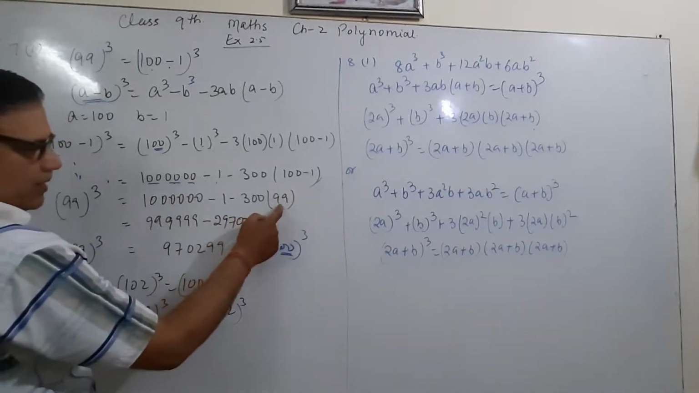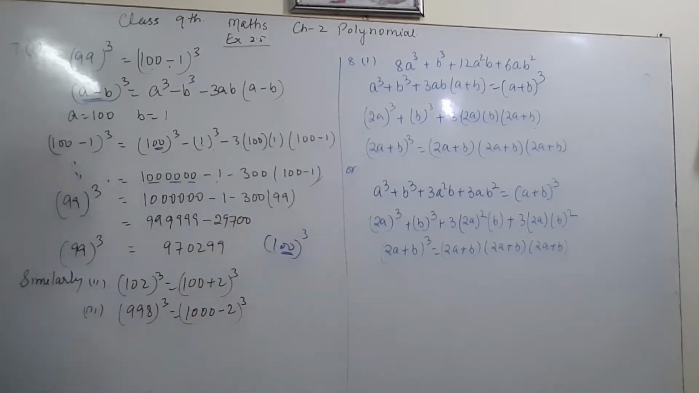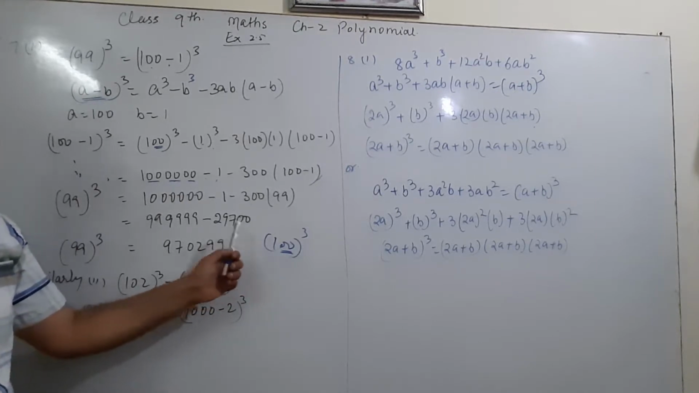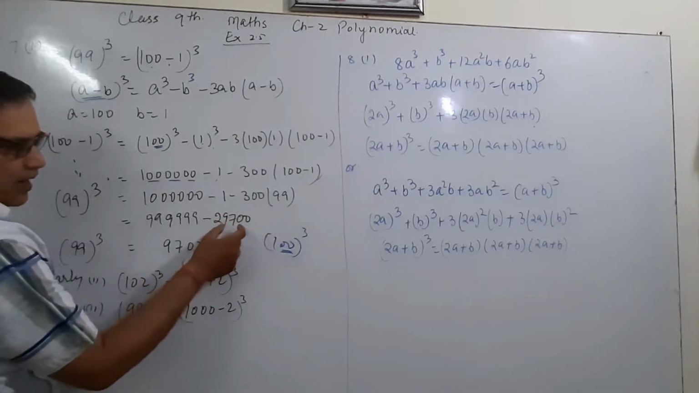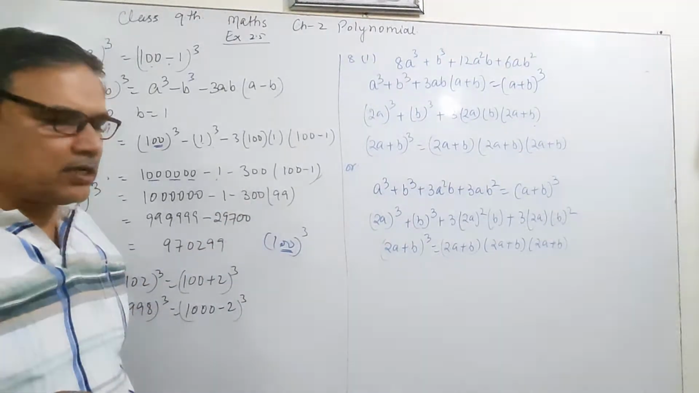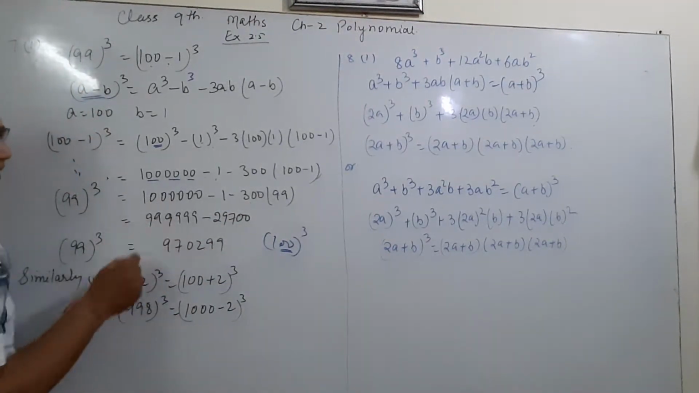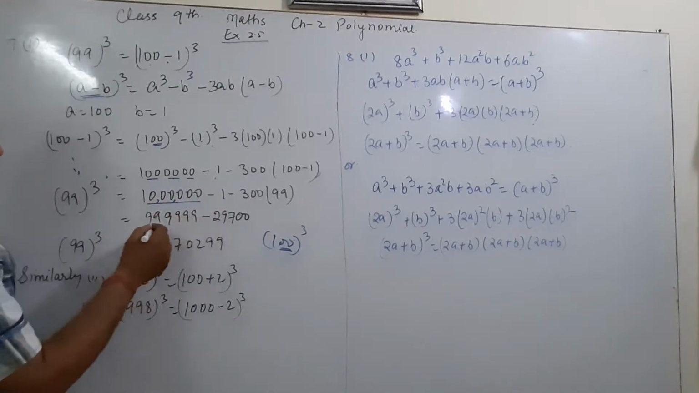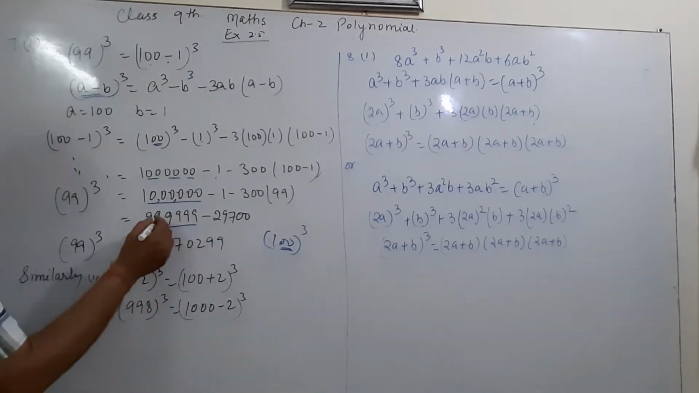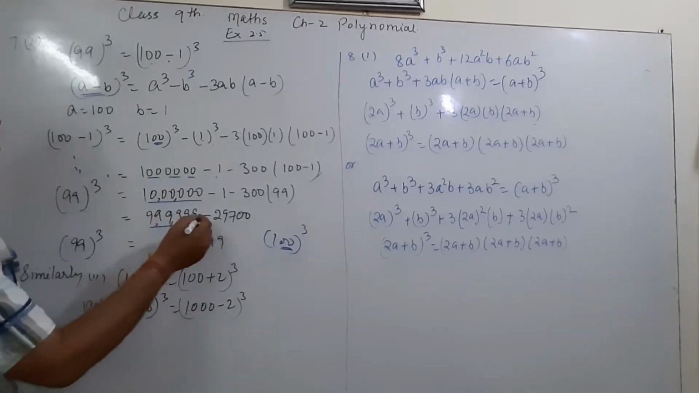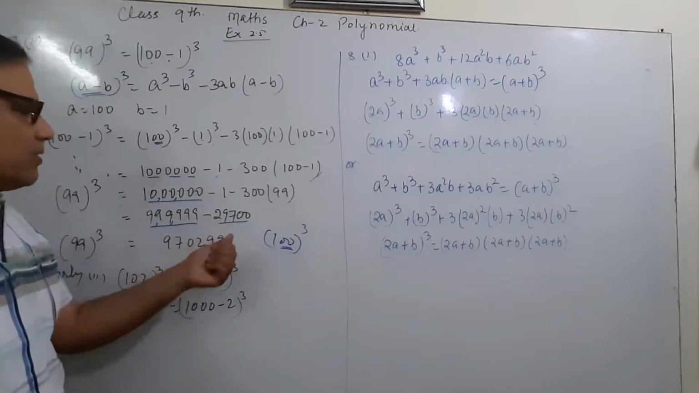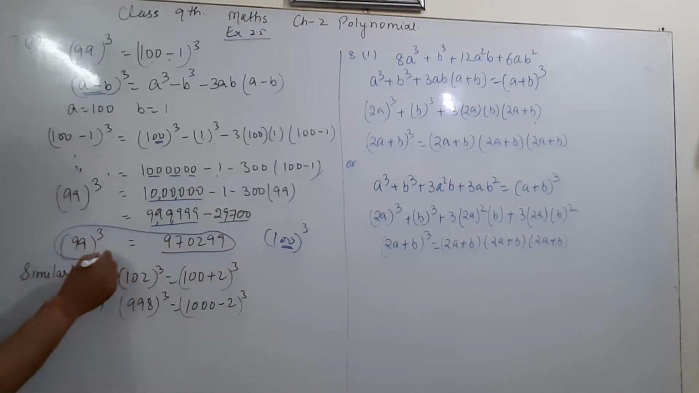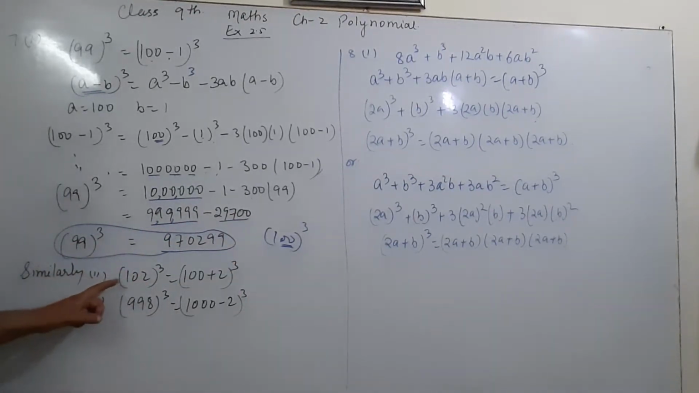Now we have to multiply 99 into 300. We get the product 29,700. When we multiply 300 into 99, this will be 29,700. If you subtract 1 from 10 lakh, the answer is 9,99,999. Now from 9,99,999 we subtract 29,700, and we obtain this answer. This is your answer.